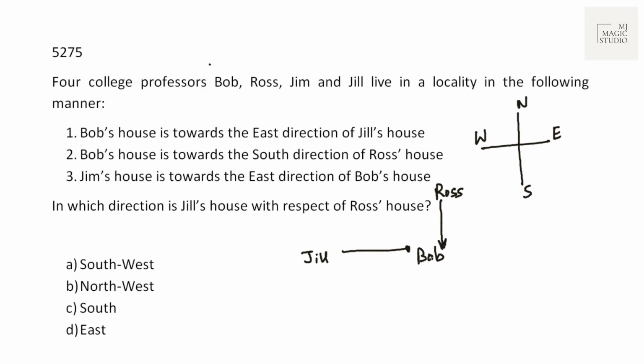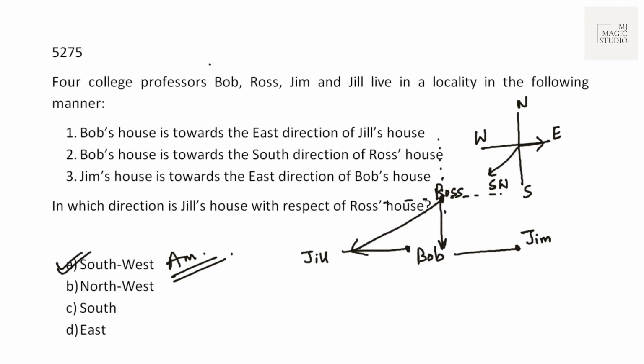Jim's house is towards the east of Bob. Towards the east means going towards my right, so this should be Jim's house. Okay, done. In which direction is Jill's house with respect to Ross? If this is the origin, then Jill's house is towards the southwest direction of Ross's house. Southwest, we will mark option A and move on.